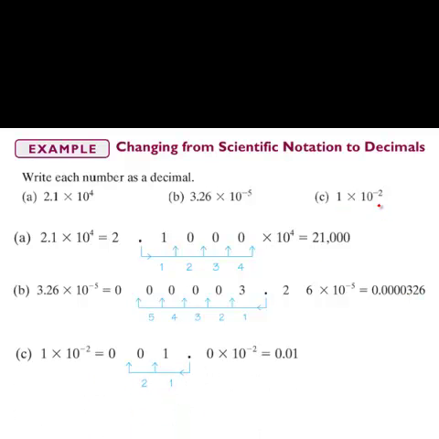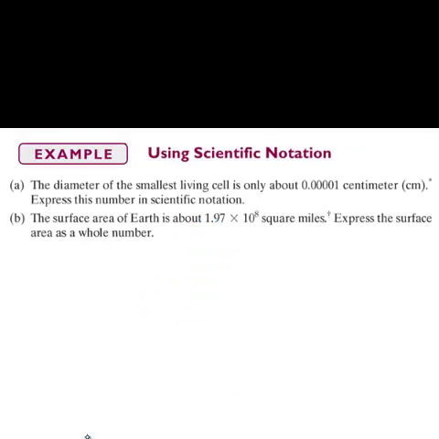Or you have 1 times 10 to the negative 2 power. All right, so with that negative 2, that means you have to put like 2 zeros to the left and then count your decimal point 2 units to the left. Okay, 0.01.